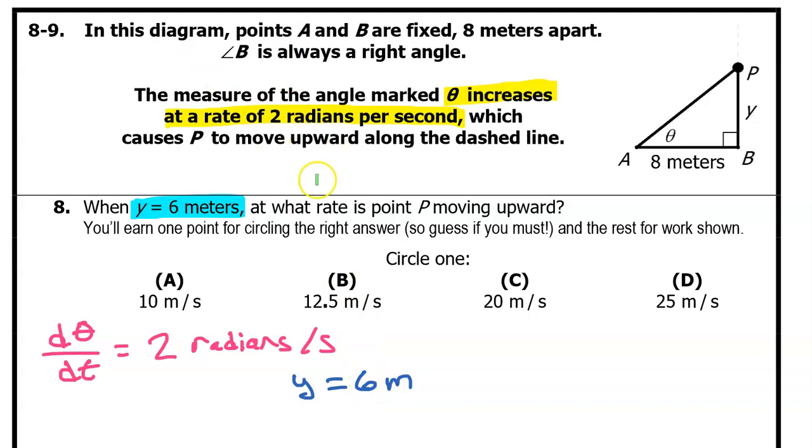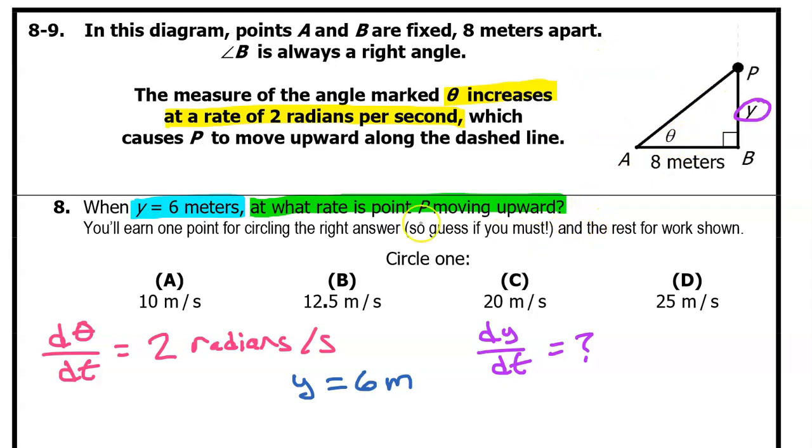Now consider what we are trying to find. At what rate is point P moving upward? The rate of change of point P is going to be dy/dt. So we are being asked to find dy/dt. We need a relationship between these variables. The variables are theta and y. So looking at this picture, I'm thinking the tangent of theta is y over 8. That's opposite over adjacent. So that would be a relationship between y and theta.